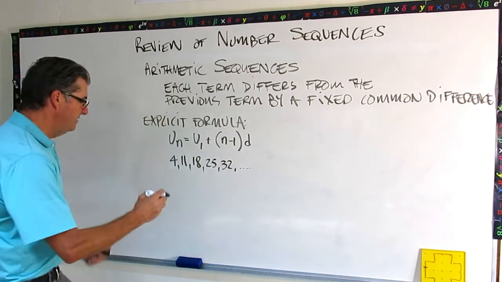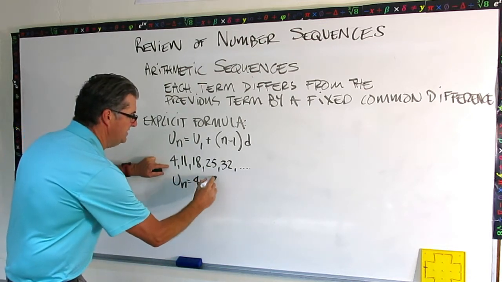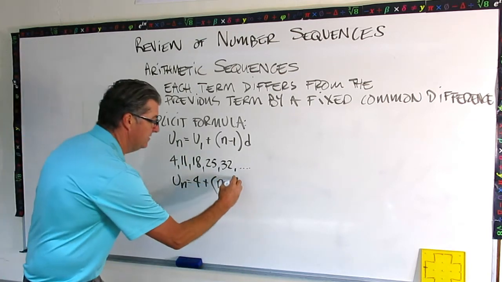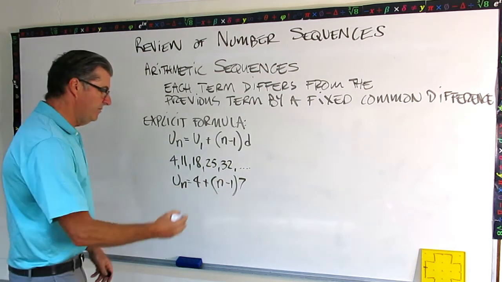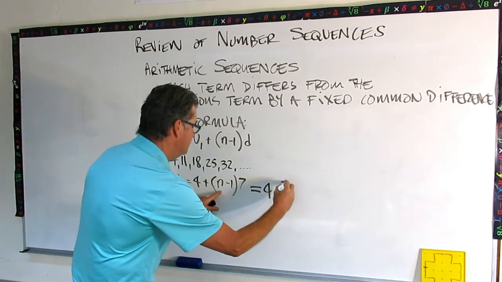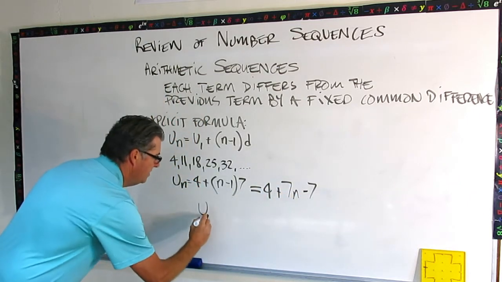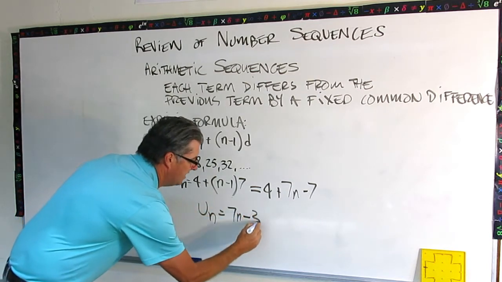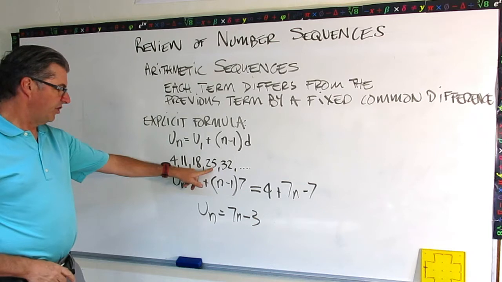Okay, so let's go ahead and do that. u sub n is going to equal u1, that's 4, plus n minus 1 times the common difference. And what's our common difference here? It's 7. Okay? So now we're not done. We need to simplify this down a little bit. So I'm just going to carry my equals over here. I'm going to get 4 plus 7n minus 7. So my final form here is going to be 7n minus 3. And that's going to give me the nth term of the sequence. Let's test it. Let's test it on the 4th term.